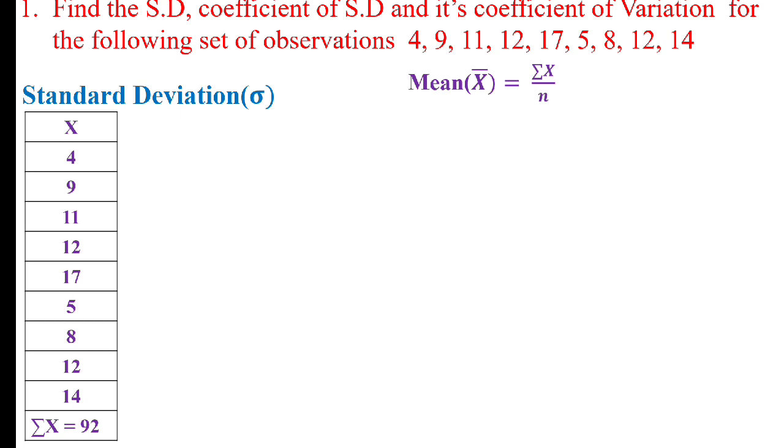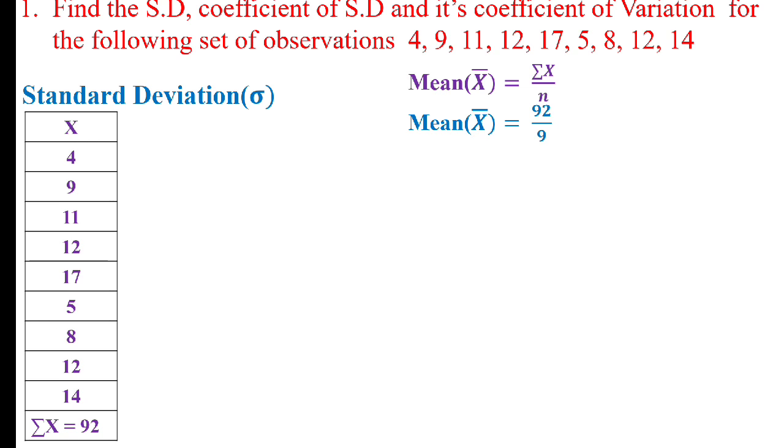Mean for an individual series of observations is summation x divided by n, the sum of all the values divided by the number of values. Sum of all the values: 4 plus 9 plus 11 plus 12 plus 17 plus 5 plus 8 plus 12 plus 14.